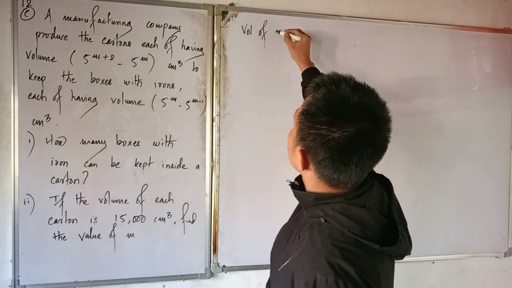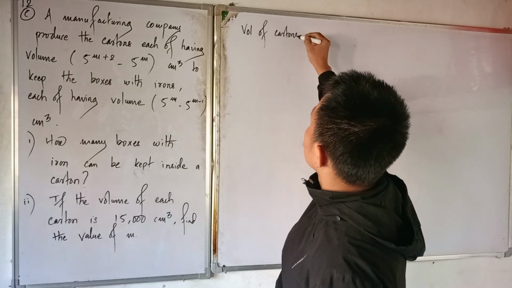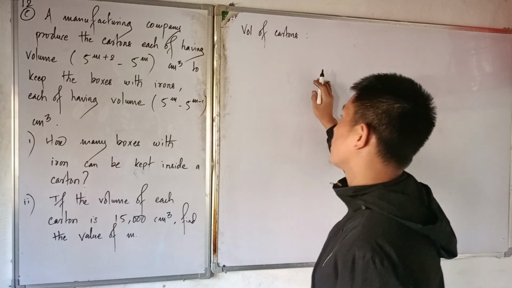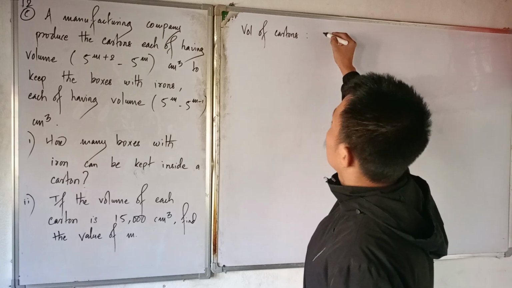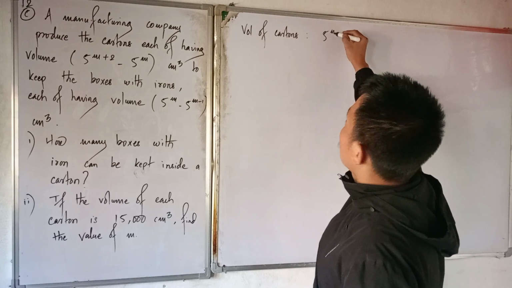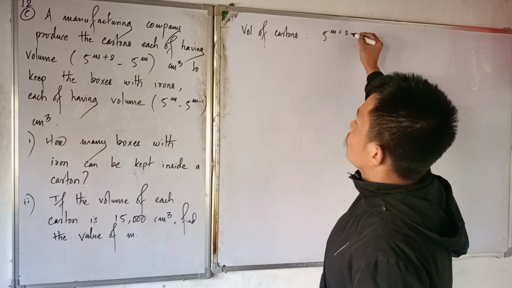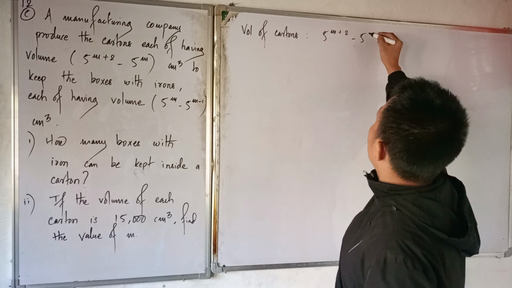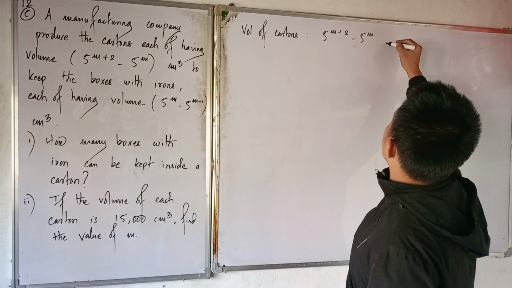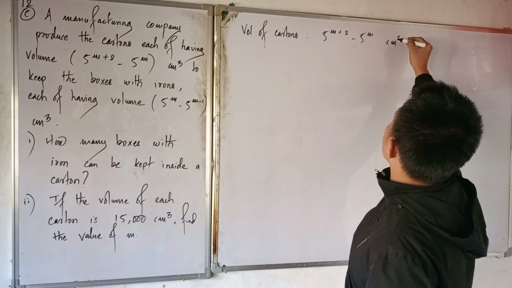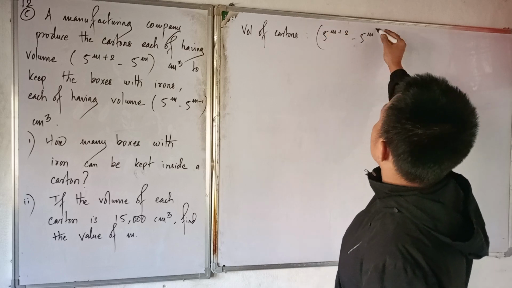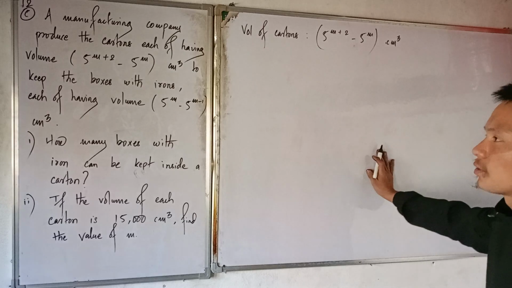Volume of cartons. So volume of cartons there is 5 power m plus 2 minus 5 power n centimeter cube. So this is the volume for cartons.